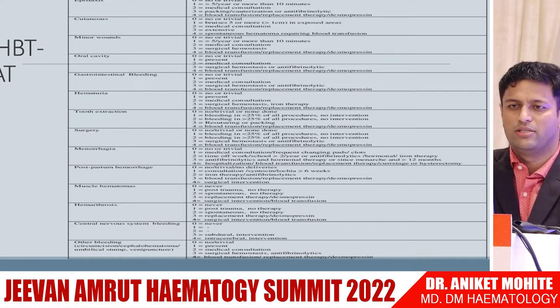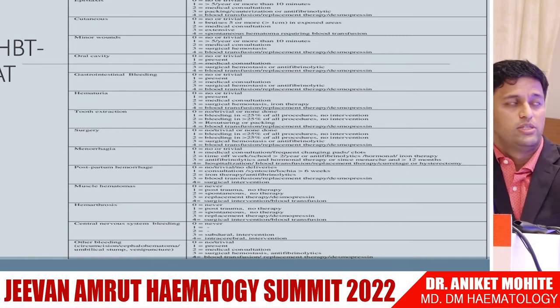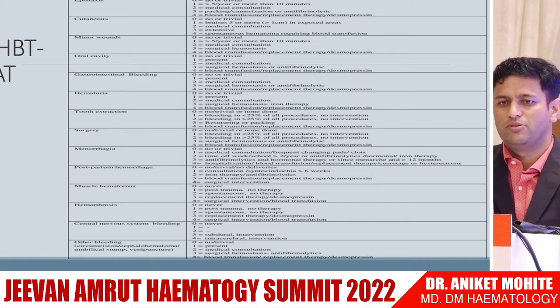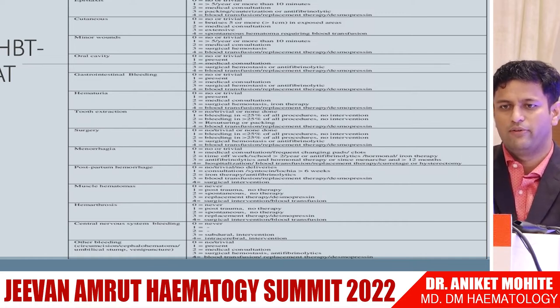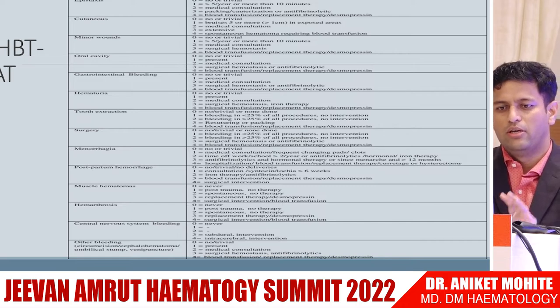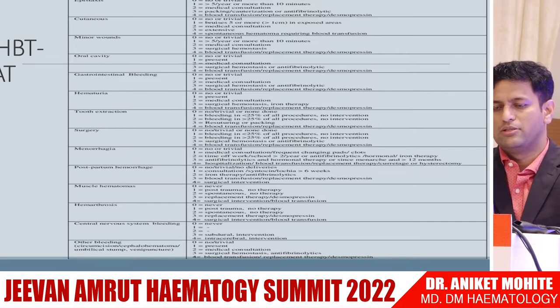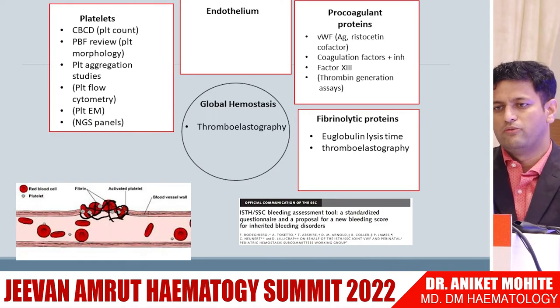So this is just the bleeding assessment score, the ISTH bleeding assessment tool, which has 0 to 4 scores for each bleeding symptom: epistaxis, cutaneous, minor wounds, oral cavity, GI bleed, hematuria. And after calculating this score, we then determine whether the patient needs to be further worked up for a bleeding disorder or not.